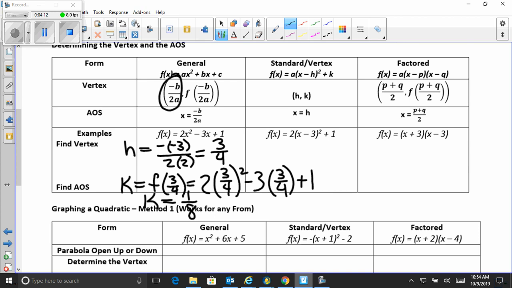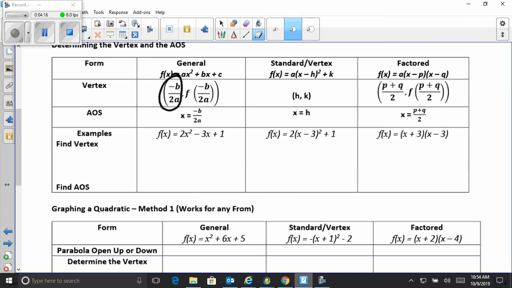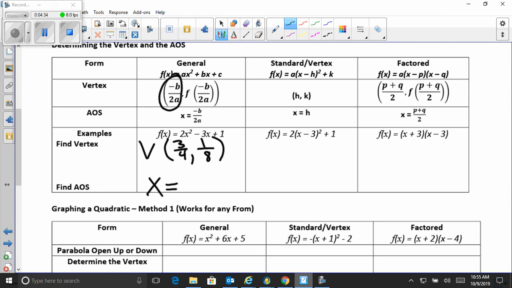So for this problem, I'm going to erase out my work so I can put it in here. Our vertex is at 3/4 for x, or h is what we call it, and then 1/8 for our y value of that vertex, or the k referring to our vertex. Our axis of symmetry is just x equals 3/4. That's where you would be able to fold the parabola.